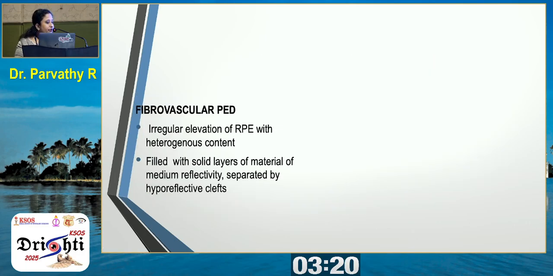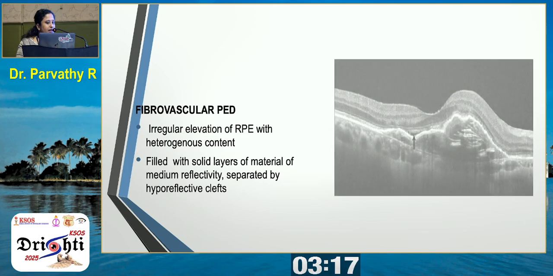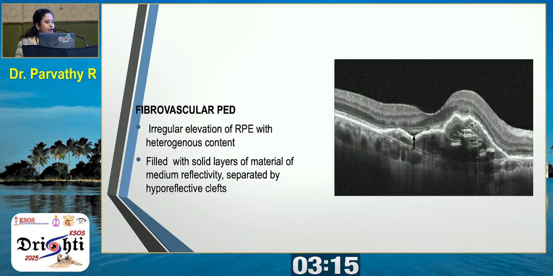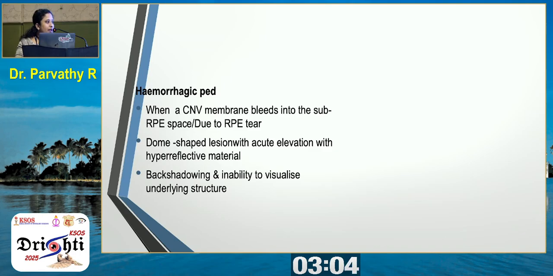Then we have fibrovascular PED, which is characterized by irregular elevation of the RPE. Here the RPE is elevated irregularly and there will be heterogeneous content, that is, both hypo and hyperreflective contents are seen in fibrovascular PED.